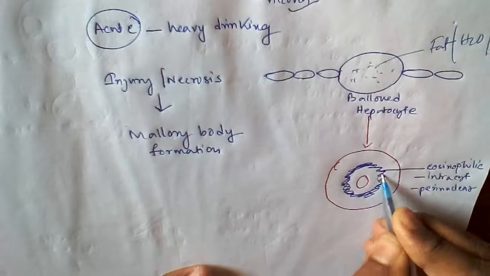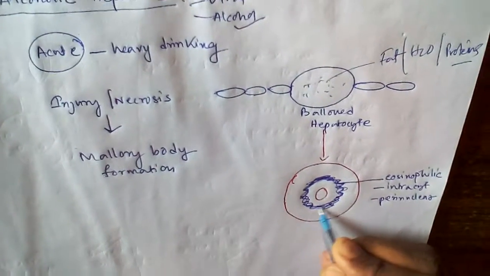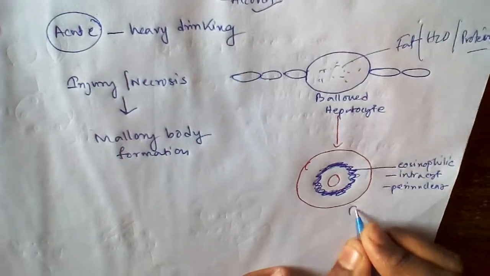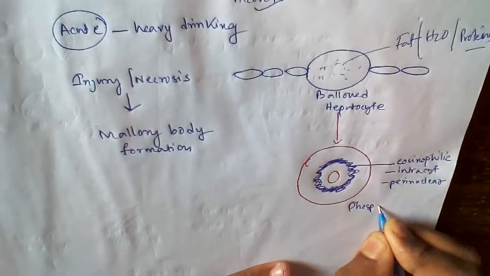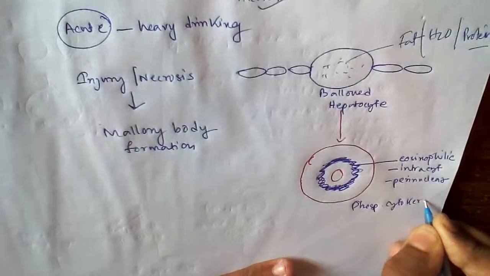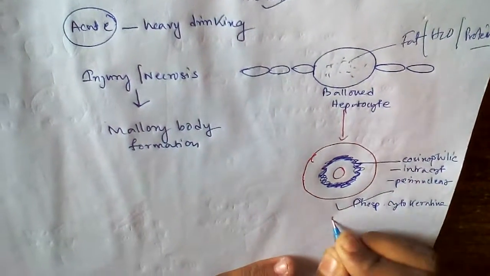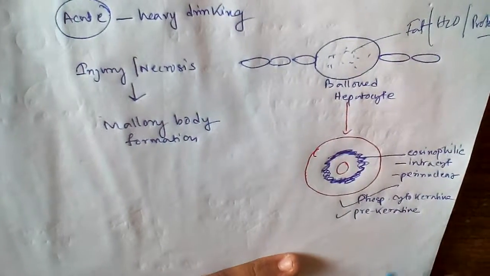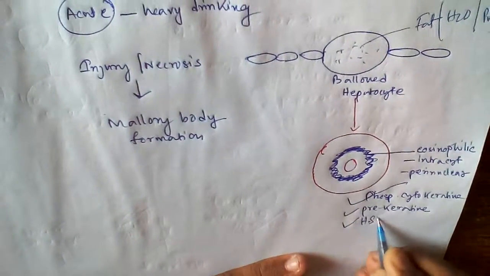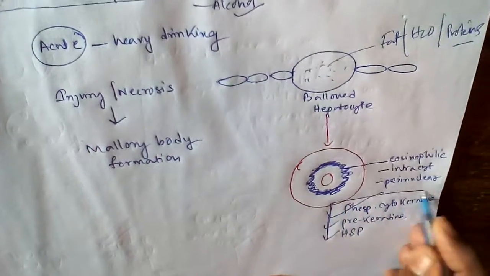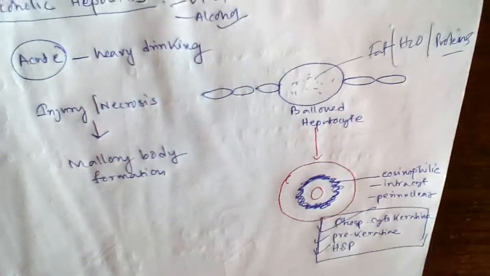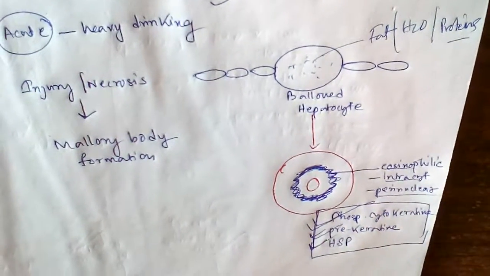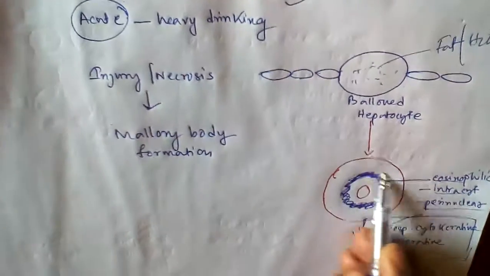Now, how does this eosinophilic perinuclear halo develop? These are phosphorylated cytokeratins, pre-keratin filaments, and heat shock proteins. So these three, and there are others also, lead to the formation of this eosinophilic intracytoplasmic perinuclear halo. This is the Mallory body.